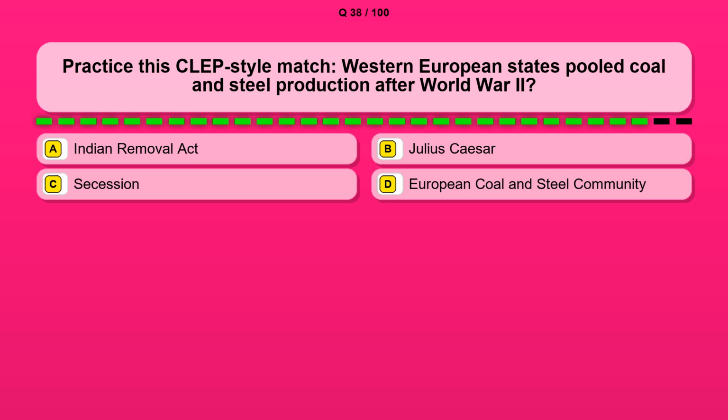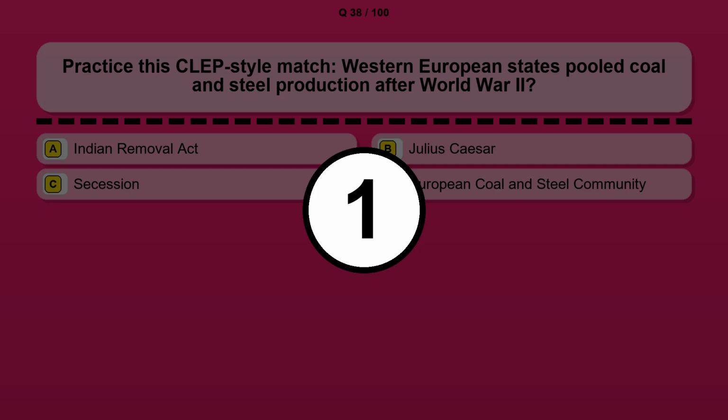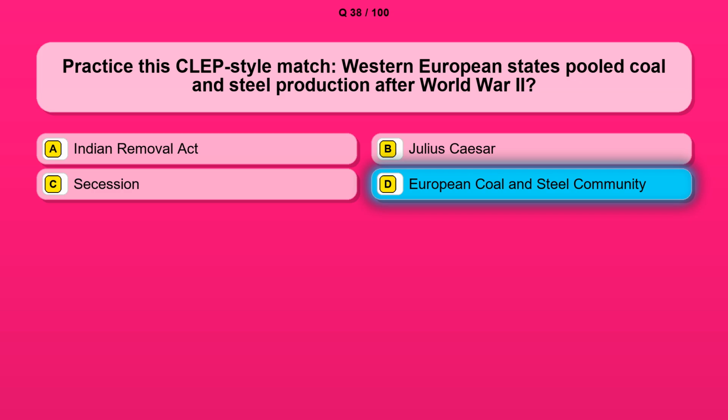Question 38. Practice this CLEP-style match. Western European states pooled coal and steel production after World War II. Option A, Indian Removal Act. Option B, Julius Caesar. Option C, Secession. Option D, European Coal and Steel Community. The correct answer is option D, European Coal and Steel Community.